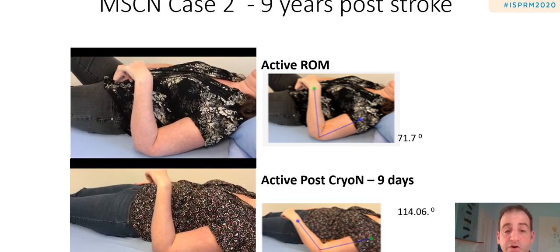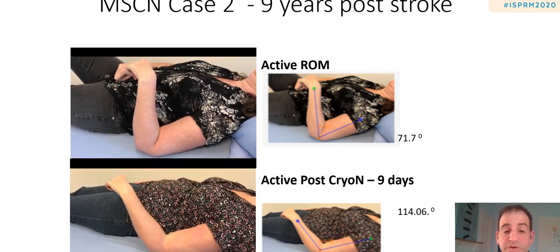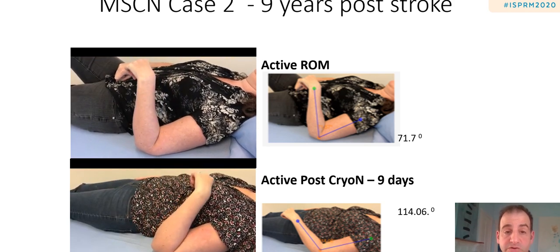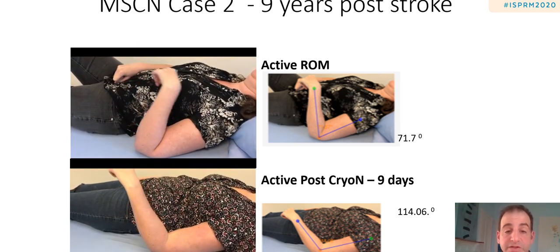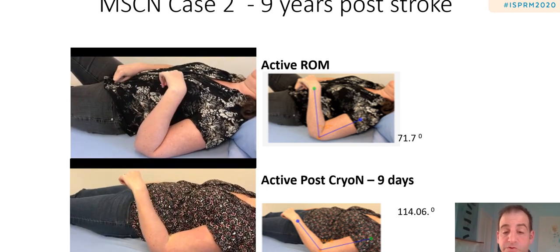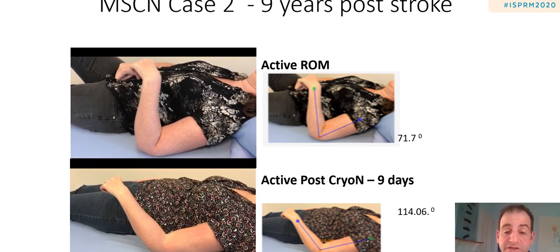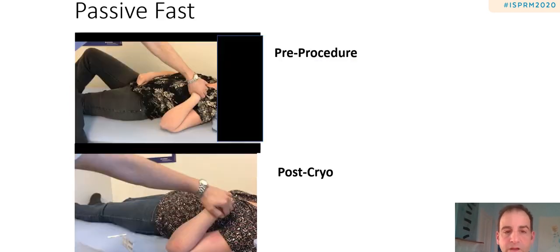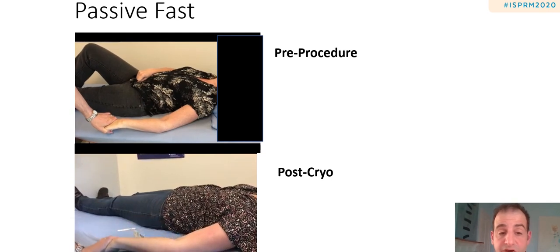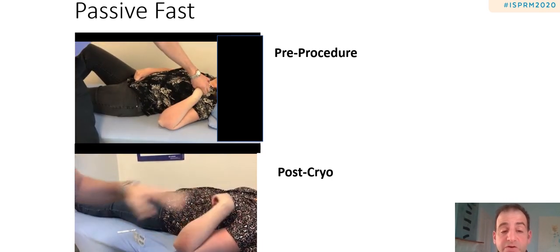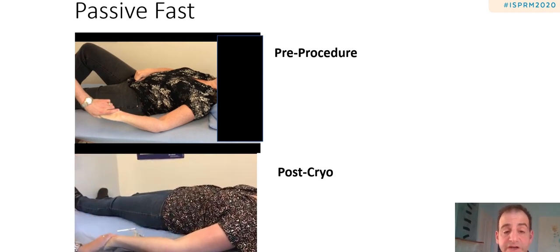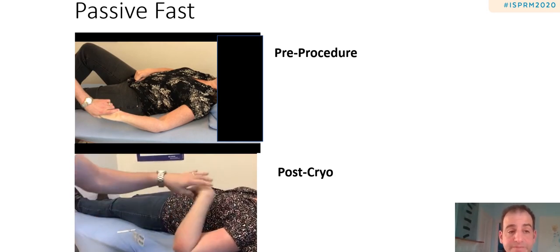So the first day of our nerve blocks, we had a second patient for which we did a musculocutaneous nerve block, and we went on to do a cryoneurotomy. So you can see on the top her active range of motion before the procedure versus 9 days post-cryo. She went up from 71 degrees to 114 degrees. If we look at her passive range of motion, you can see it's significantly better with knocking out the brachialis. However, you can still see her chest coming off the bed, and there's still some resistance to movement. So I thought perhaps we can do better.